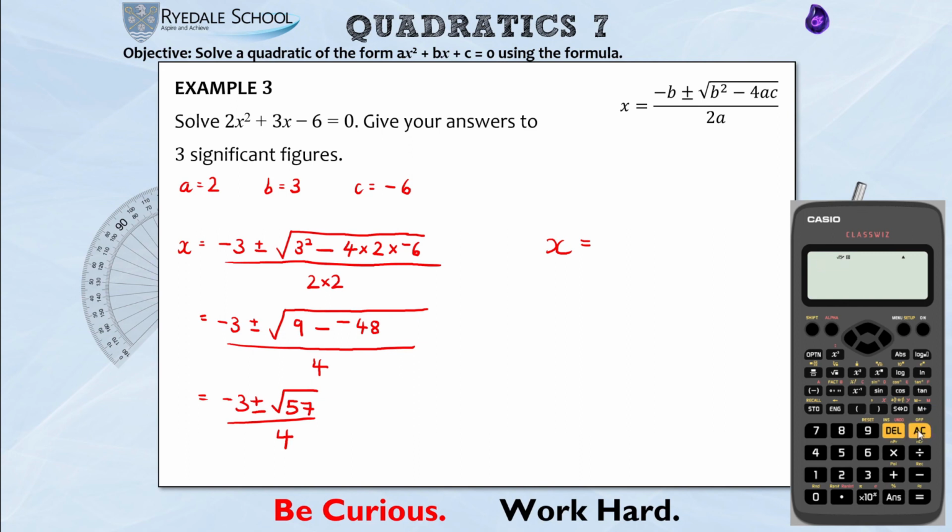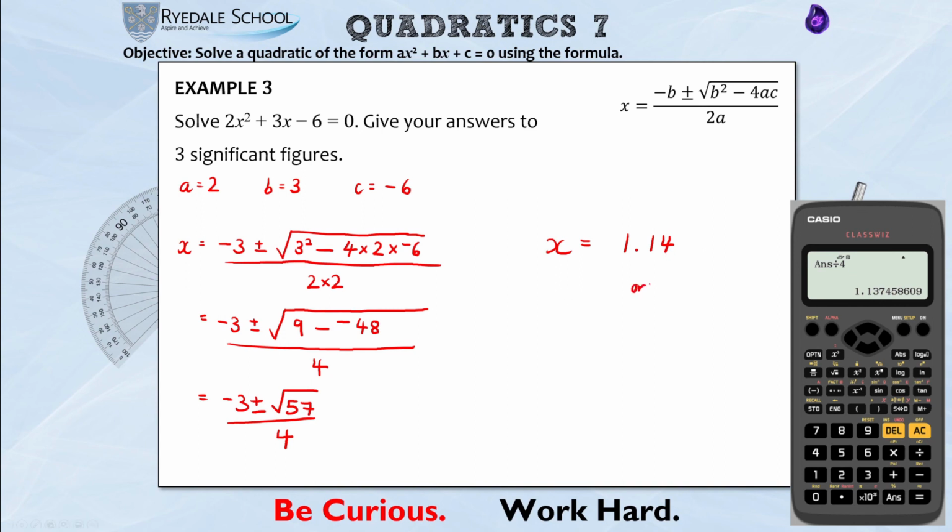So I'll do the positive answer first. So -3 plus the square root of 57. I'm going to press equals there, divided by 4. Turn it into a decimal. And to 3 significant figures, that one is 1.14. The 7 telling us to round the 3 up to 4.